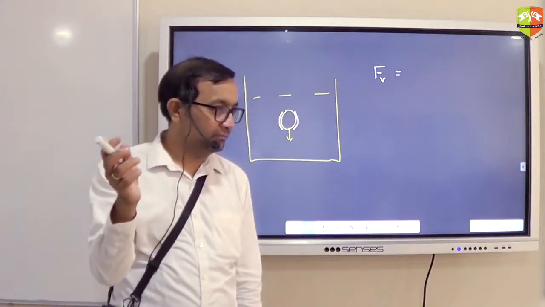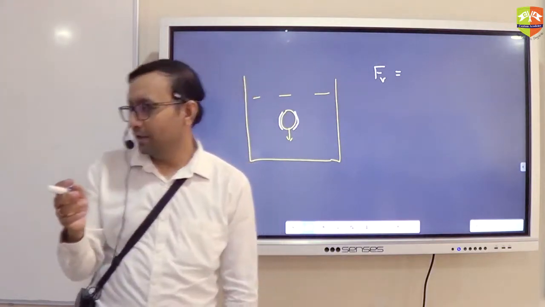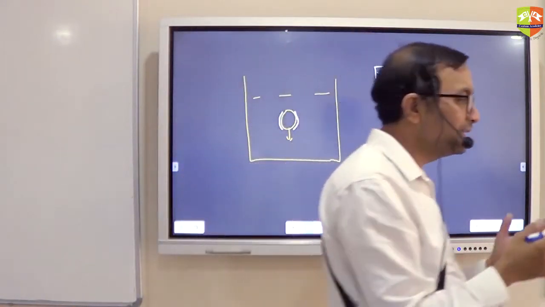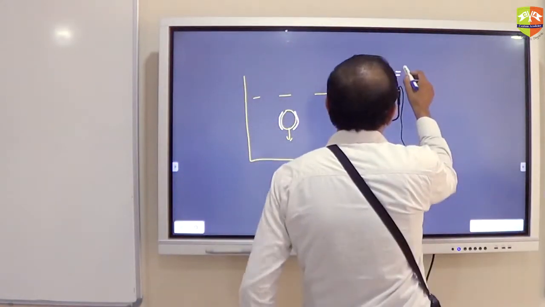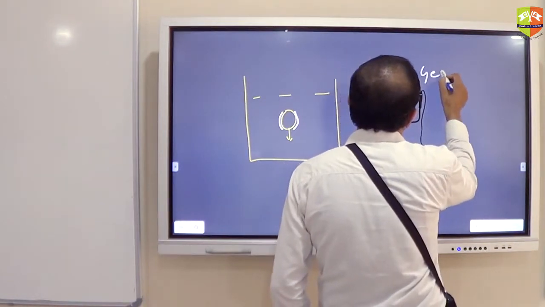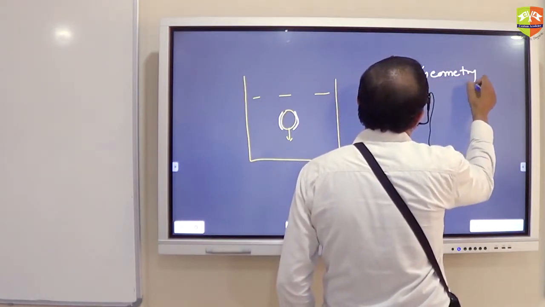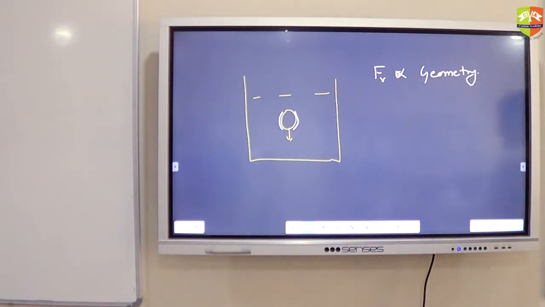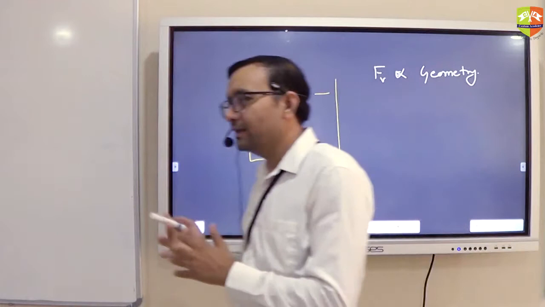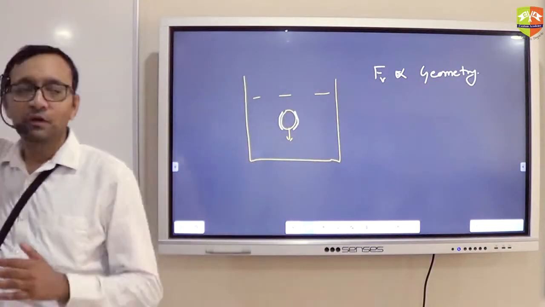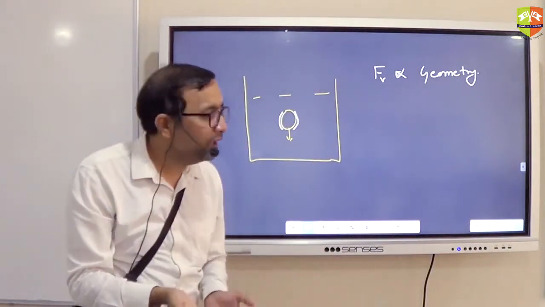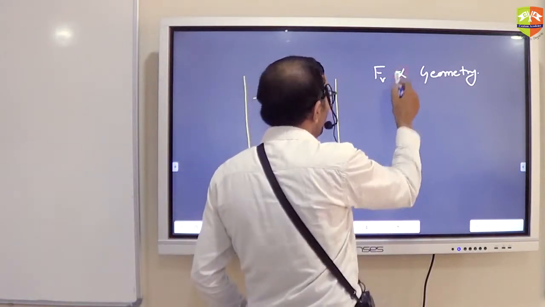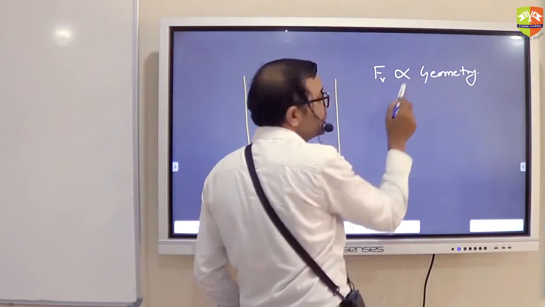Area in contact. Are you getting it? The surface area in contact. So basically you are saying that viscous force is proportional to the geometry. Now it is difficult to quantify with geometry. It could be surface area, it could be surface area raised to power 2 or something else. I don't know. But definitely viscous force has to do with the geometry of the object. All of you understood this?